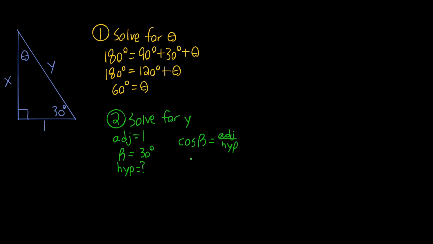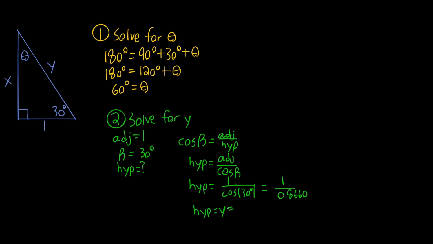Now I'm going to isolate for the hypotenuse, which gives me the hypotenuse is going to be the adjacent over the cosine of beta. So this is going to give me that my hypotenuse is equal to 1 over the cosine of 30 degrees. Well, the cosine of 30 degrees is going to be equal to 0.8660. So therefore, my hypotenuse, or y, is going to be equal to about 1.15.